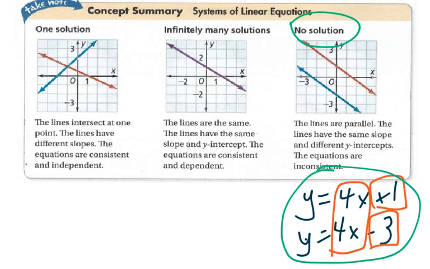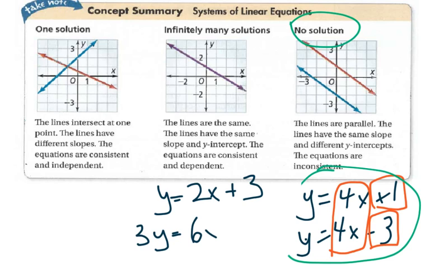Infinitely many solutions would be that the two equations are actually the same thing. Sometimes they're easy to see. Other times they're a little tricky. So I'll show you an example. Let's say it said y equals 2x plus 3. And then the other equation said 3y equals 6x plus 9.